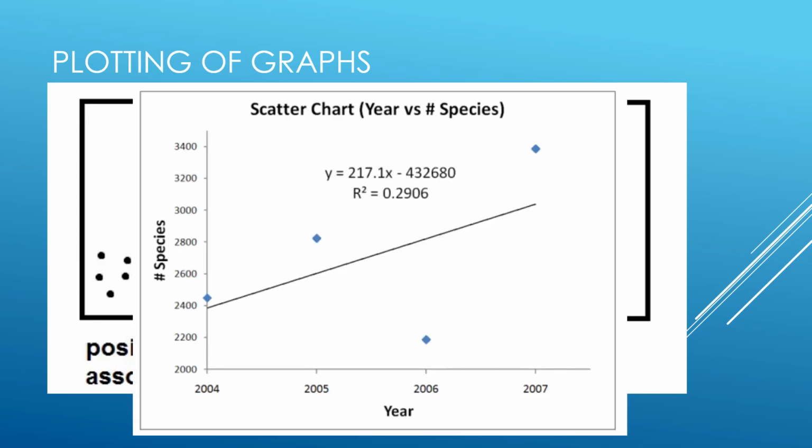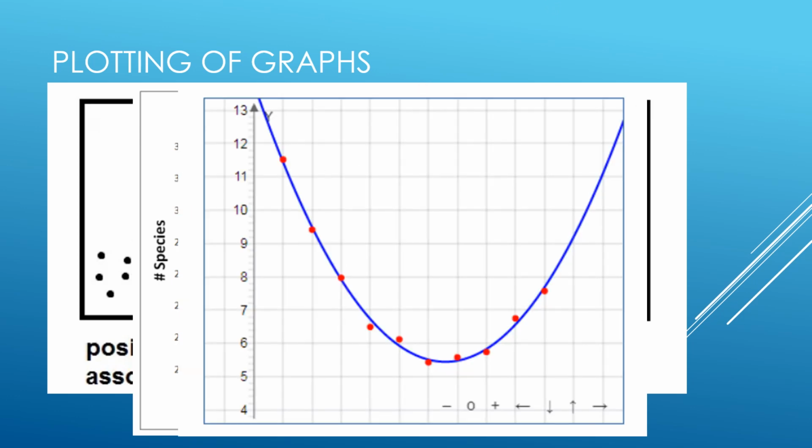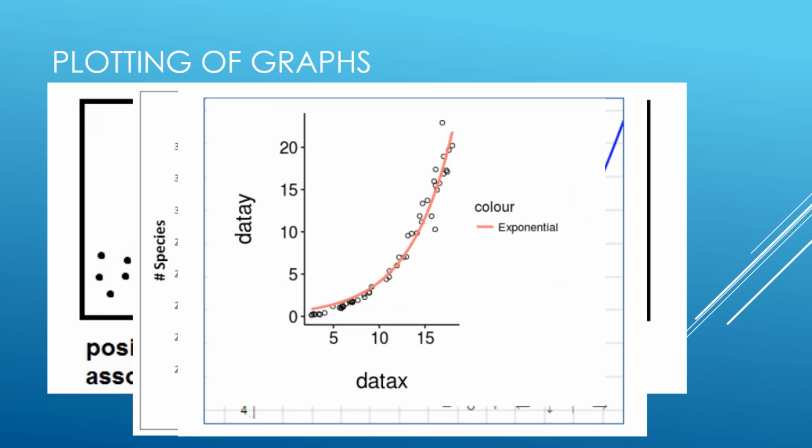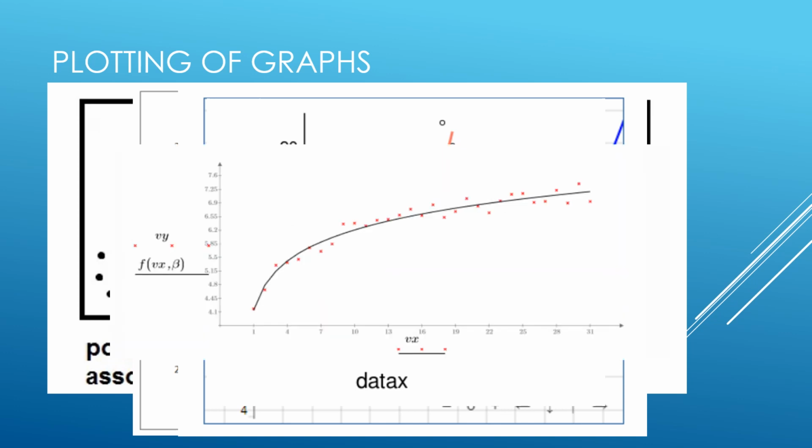The relationship in a more compact form for a linear relationship can be represented by a linear equation called the linear regression line. Other relationships include quadratic, exponential, and logarithmic.